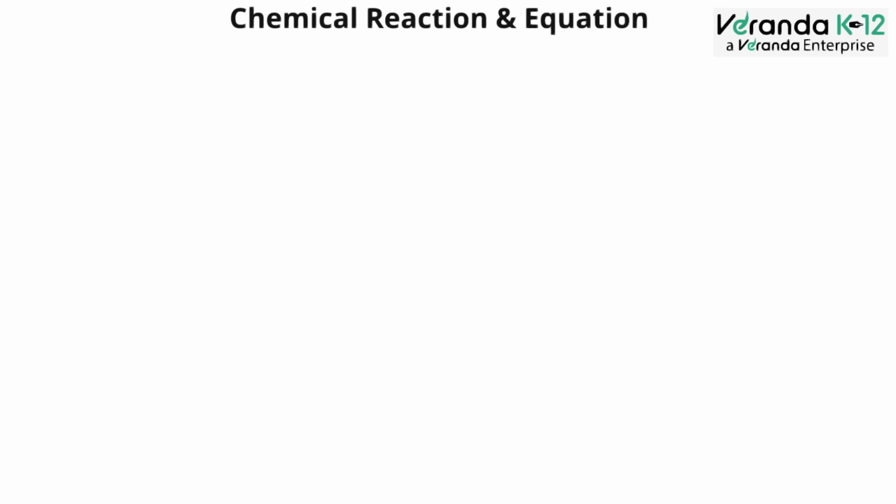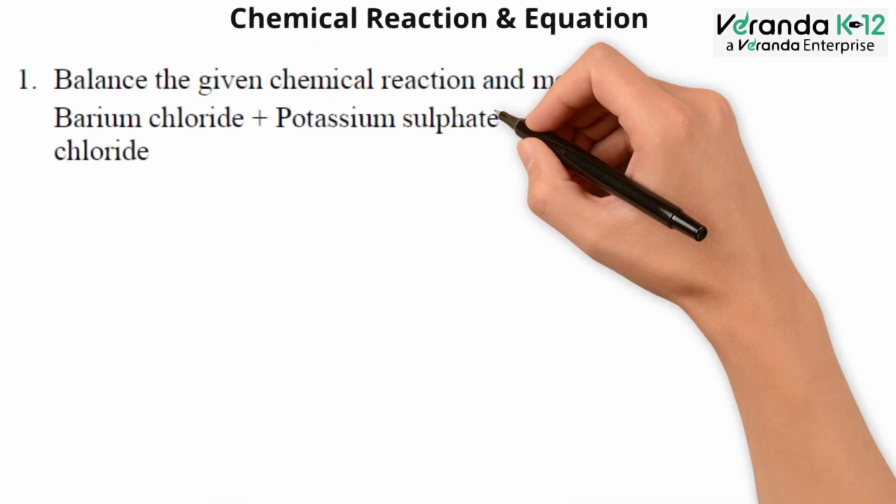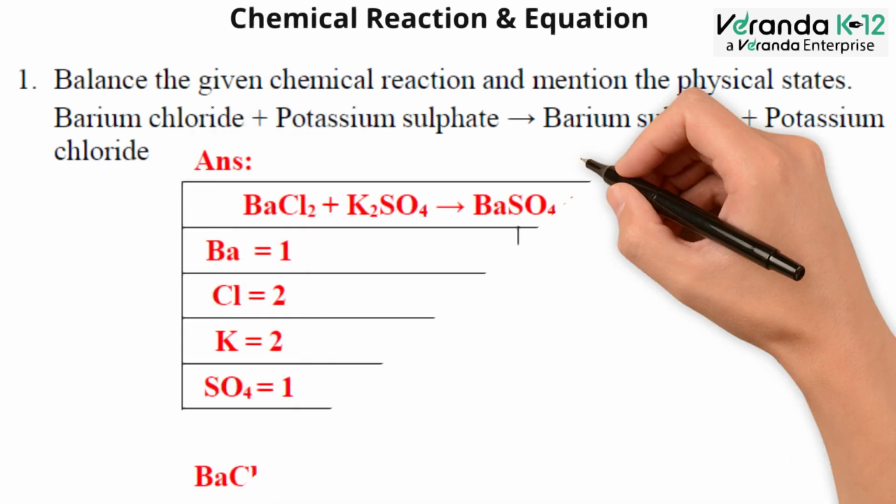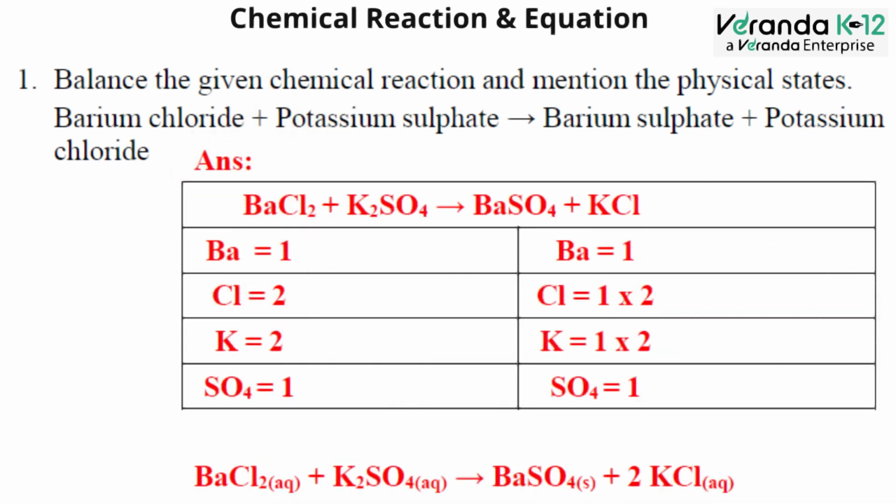Question number 1. We have to balance the chemical reaction and mention the physical states for that one. Barium chloride plus potassium sulfate gives barium sulfate plus potassium chloride. Chemical formula for the given compounds: BaCl2 plus K2SO4 gives BaSO4 plus KCl.